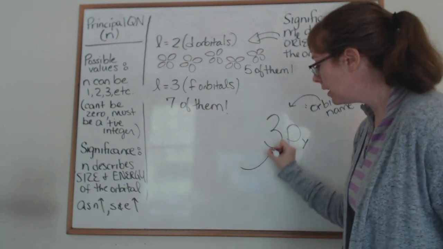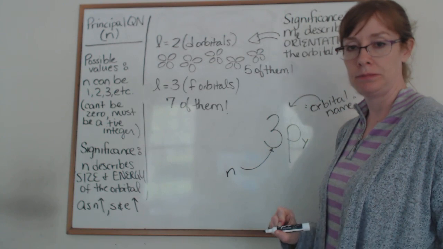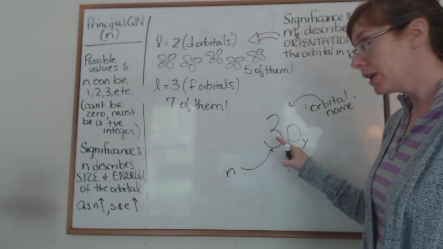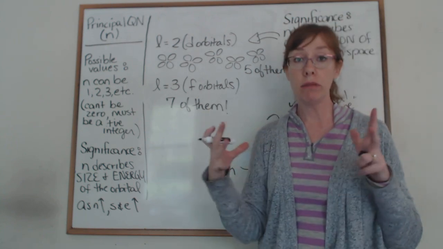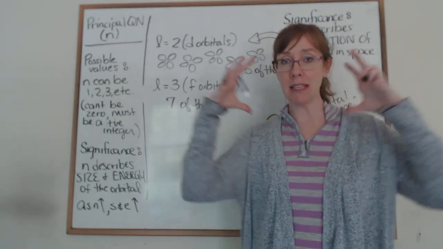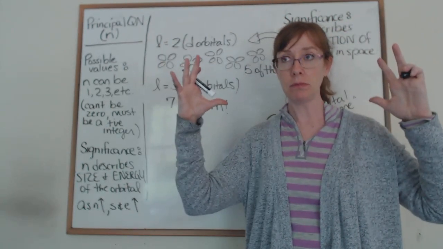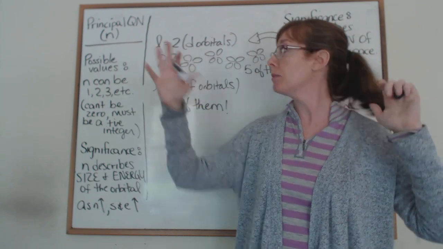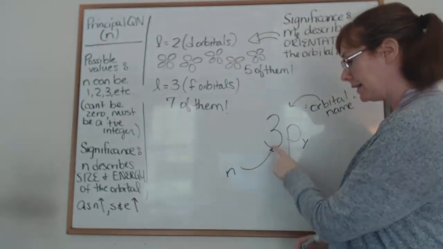The 3 is the n value. That's the principal quantum number, and that tells you that he's in the level 3 in terms of size. So he's not the smallest orbital, not the second smallest. He's the third largest type of orbital. Third as far as away from the nucleus. So that's the principal quantum number. That's what that's telling you.